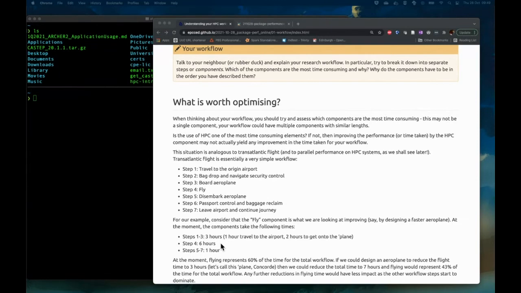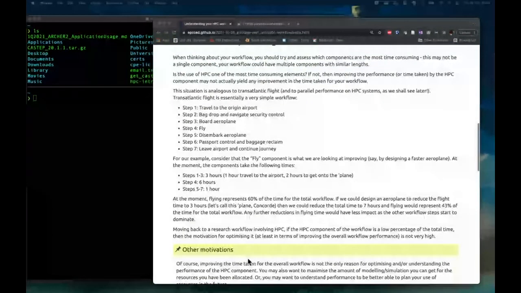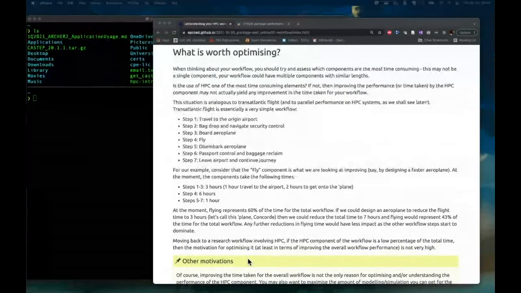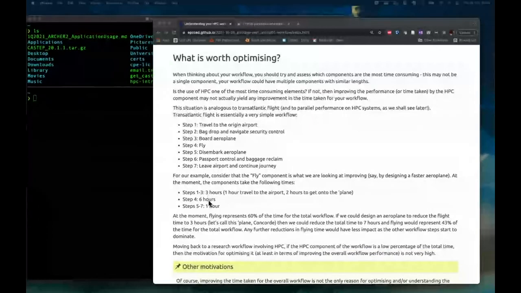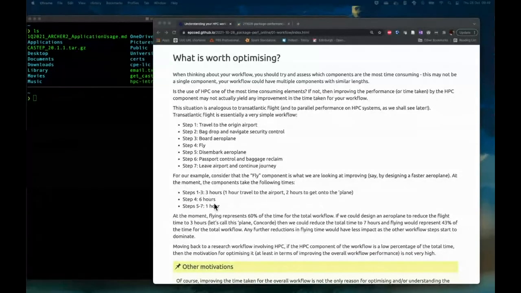And any further reductions in the flight time, say we had a scramjet or something that was completely novel, even if we could eliminate it altogether and just had some sort of teleportation device that instantaneously transferred you, the benefit becomes less and less as the other steps in the workflow start to dominate, right? These other steps haven't changed at all, so you're only reducing this one. So the smaller the percentage the flying time becomes, the less impact it has on the overall workflow.